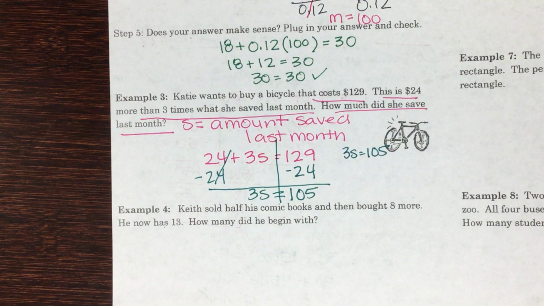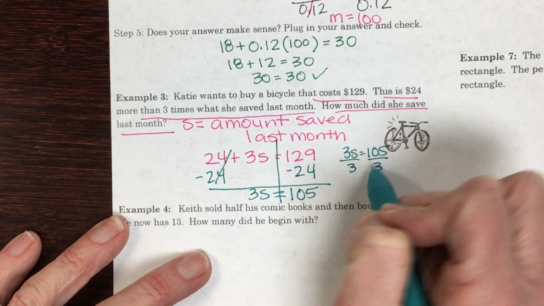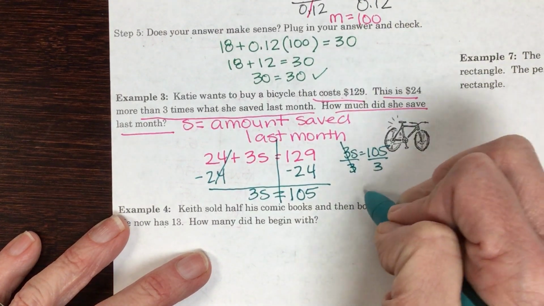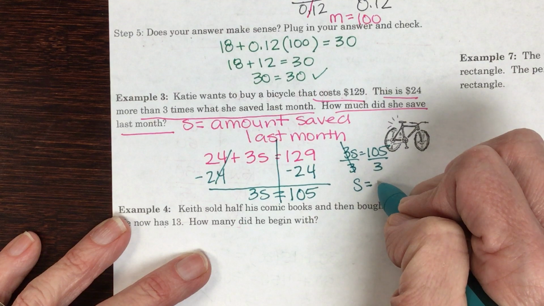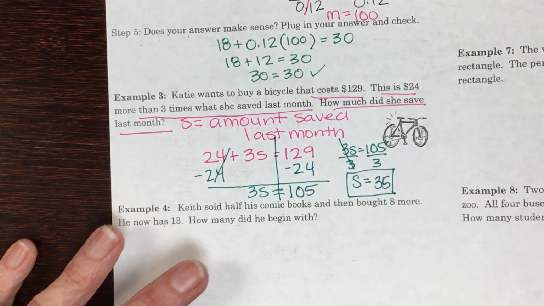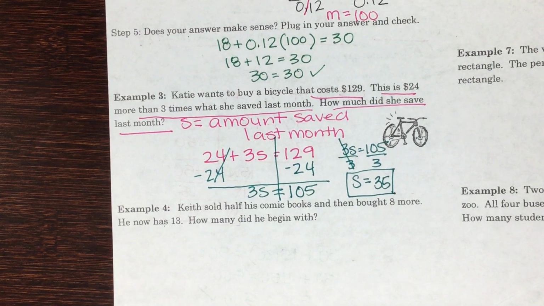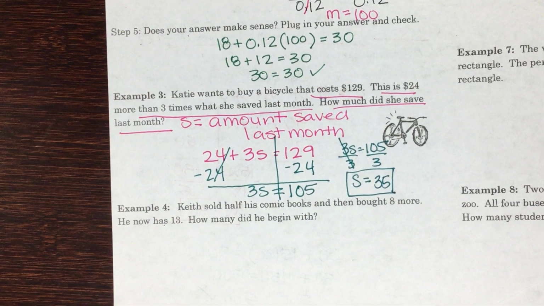What do I do now? Divide both by 3. 3 divided by 3 is 1, so I'm left with S equals 35. $105 divided by 3 is 35.